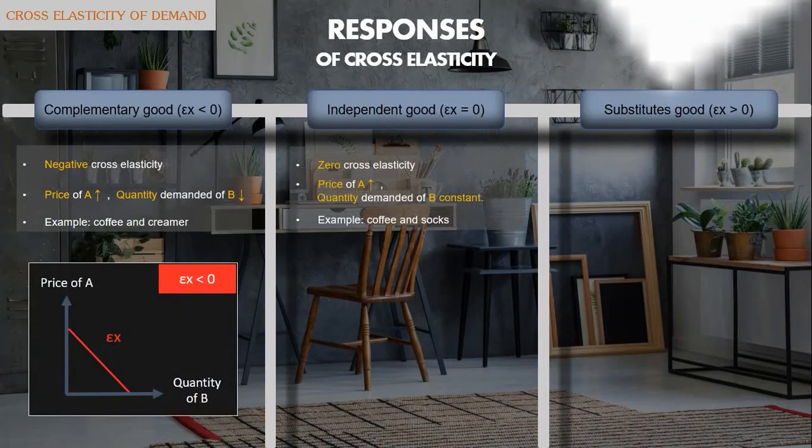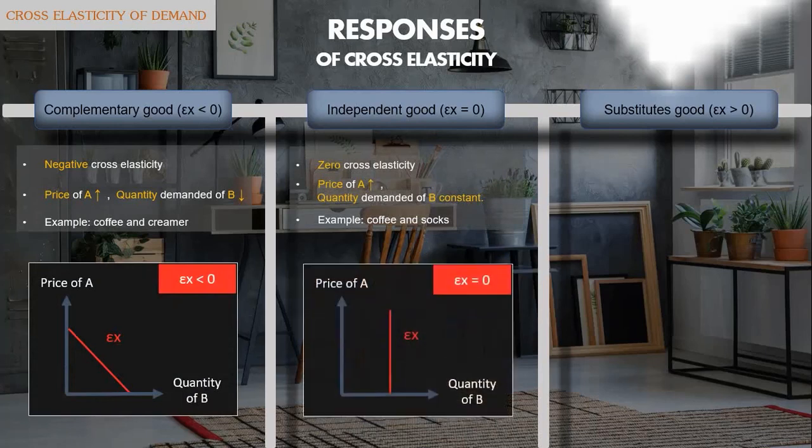Next, for independent goods, like coffee and socks, the value of elasticity of demand is 0. An increase in the price of a good will have no impact on quantity demanded for another good because both products are not related.